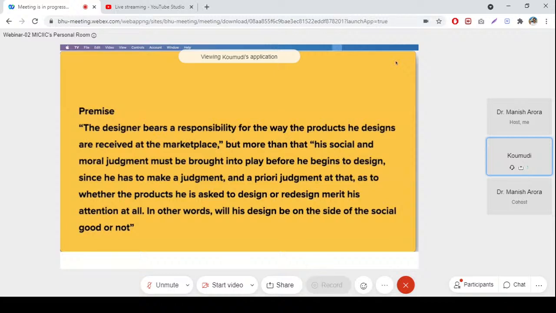Now, what is this judgment about? He says that this judgment is about whether the product he's asked to design or redesign merits his attention at all. In other words, will his design be on the side of the social good or not?